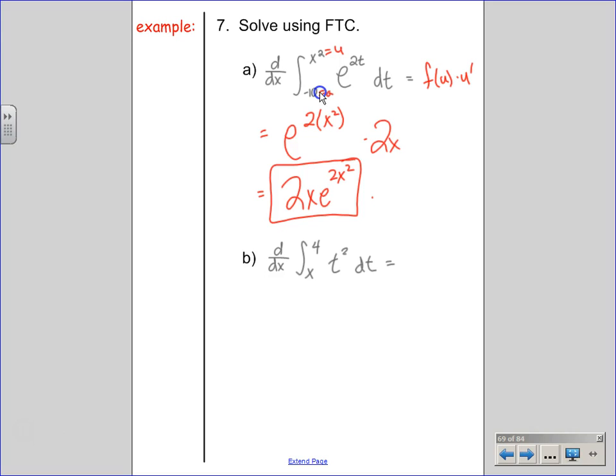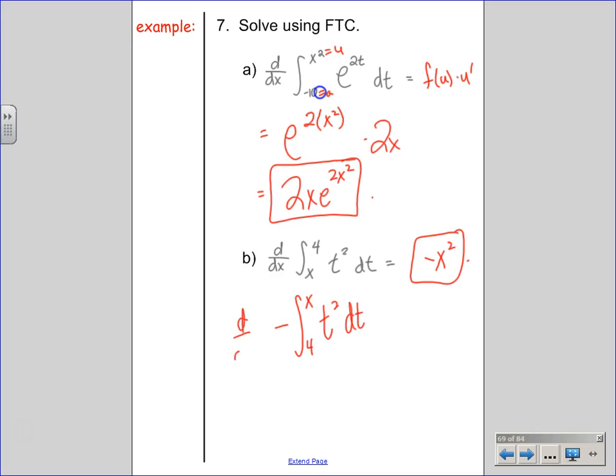So what would you guys do in letter B to use FTC Part 2? What? Is AJ right? How'd she say negative? Why'd she say negative? Look at your theorem. Is it x to a or a to x? Ooh, it's in the wrong order. But what did we learn from properties of definite integrals? What can we do? Rewrite it. We can flip it as long as we make it negative.